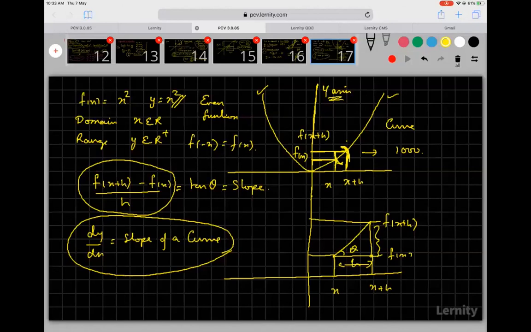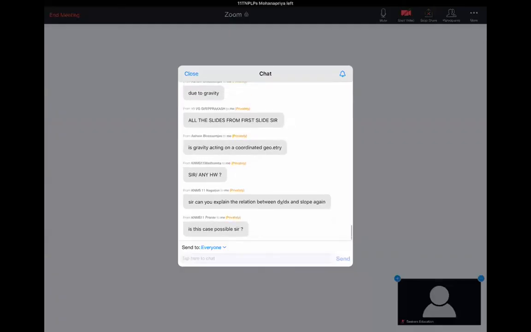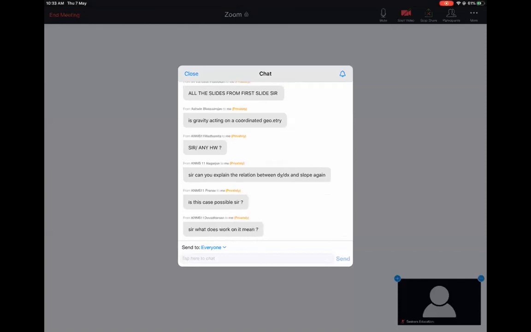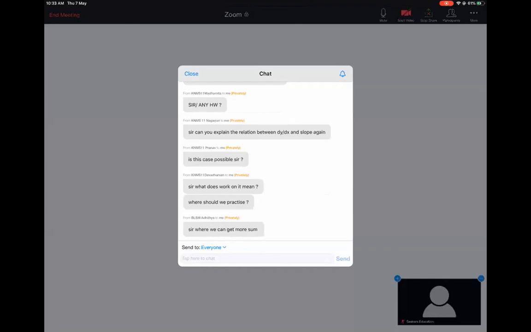Let me just check if there are any other questions that have come up. Can you explain the relationship between dy by dx and slope again? I will explain next class. Then what does work on it mean? Work on it means redo all these questions all over again without copying. Find out the differential of x square. The questions that I have given, whatever I have done today, practice the same thing. I have written x square, you can write x power 5, x power 6. I have written ax plus b, you can write ax square plus bx plus c. You can write ax cube plus bx square plus cx plus d.